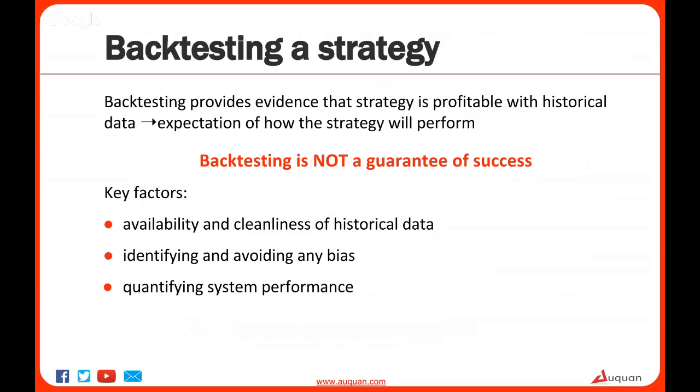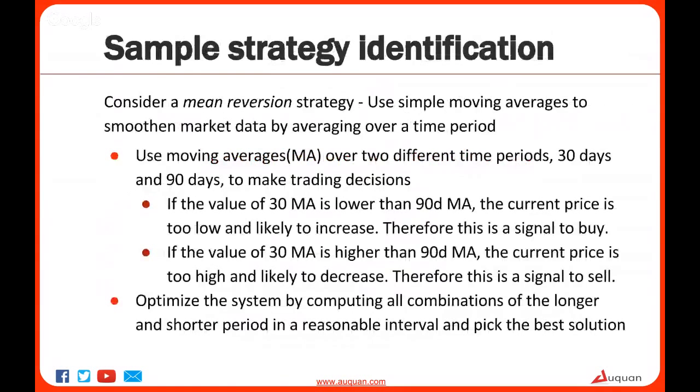The most important factors to perform a successful backtest are availability and cleanliness of historical data, identifying and avoiding any bias in the data, and quantifying your system's performance. We will cover each of these steps when we have a tutorial on backtesting. For now, let's take an example to understand what I mean when I say that your strategy's performance will depend on how you choose and optimize certain parameters.